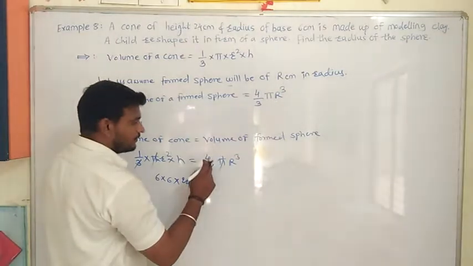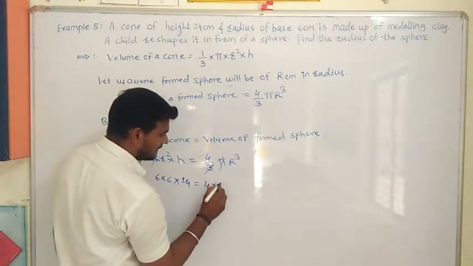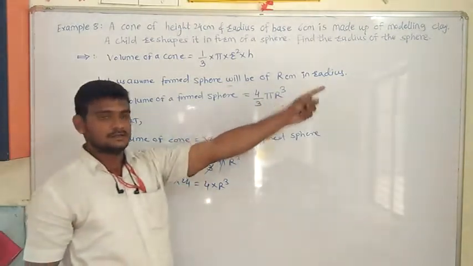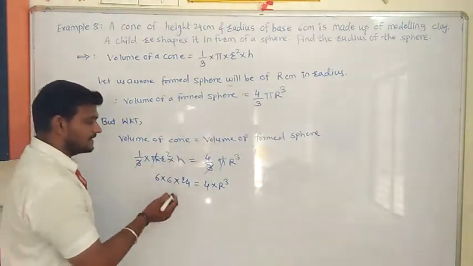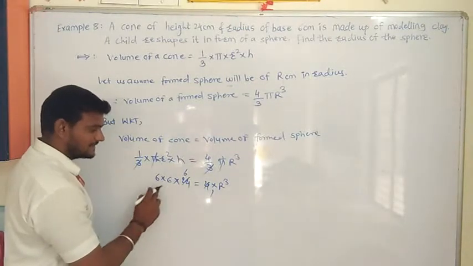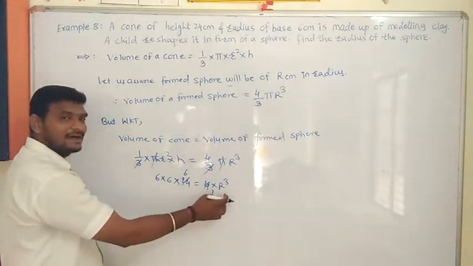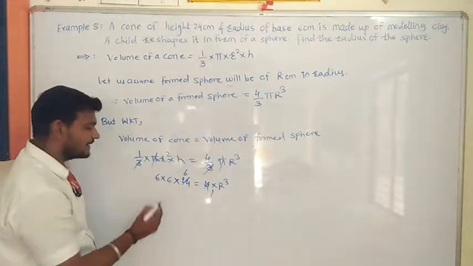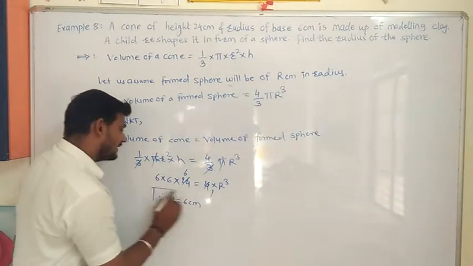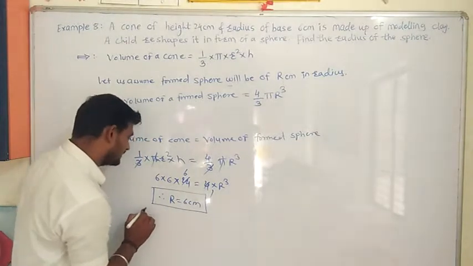Put here. Now what is remaining here? 4 into r cube as it is. r we don't know. That only we have to find, the radius of the sphere. Now see here, 4 ones are 4, 4 sixes are 24. How much 6 is there? 3 times 6 is there, and here r cube is there. Taking cube root on both sides, therefore we will get r is equal to 6 centimeter.